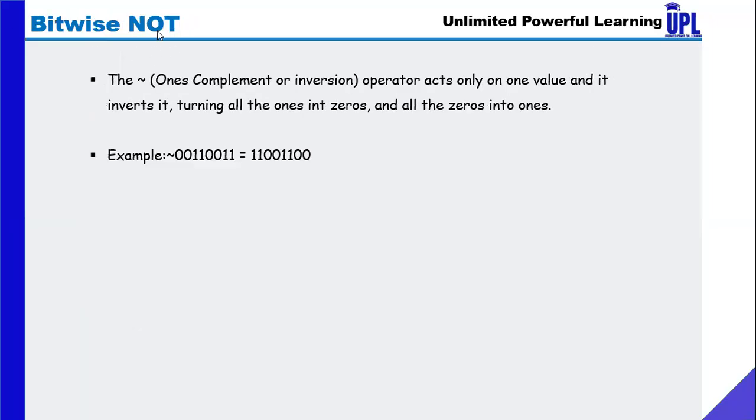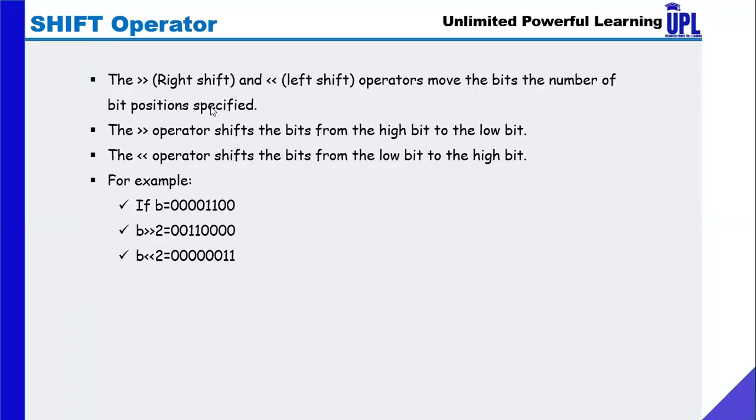When we say bitwise NOT, it is like a ones complement or inversion. So every 0 is replaced with 1, and every 1 becomes the opposite, 0. This is called ones complement or bitwise NOT. Similarly, we have the right shift and left shift operators. This is one of the important concepts.